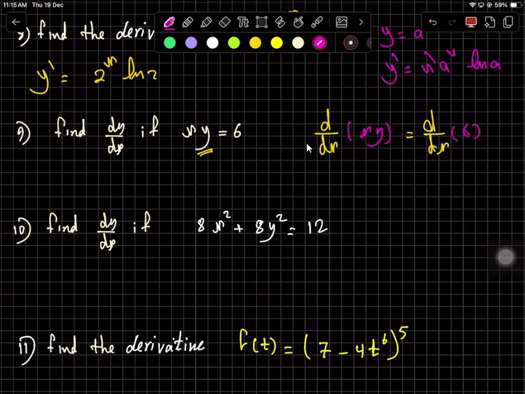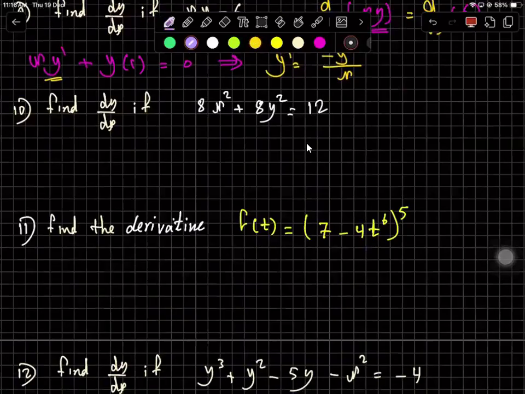So for the derivative here, I will use the product rule: first times the derivative of the second, plus second multiplied by the derivative of the first, which is 1, equals 0. Then try to isolate y prime. So y prime is, moving this to the other side, negative y over x.